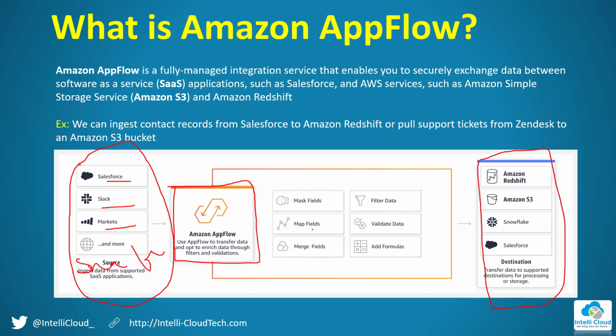So what are the main advantages of using Amazon AppFlow? As mentioned, it is a fully managed integration service, which means it is an integration service. We have a source, we have a destination, and in between we can do some transformations. The transformation could be masking fields, filtering data, and mapping fields. We can validate the data, we can merge more than one field, and also we can apply some formulas based on our requirements.